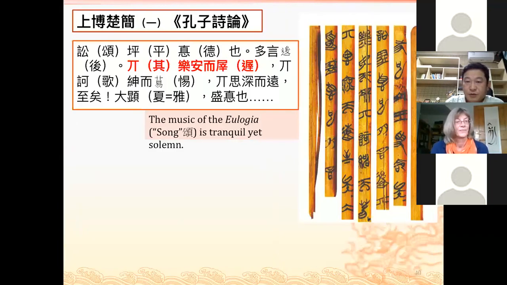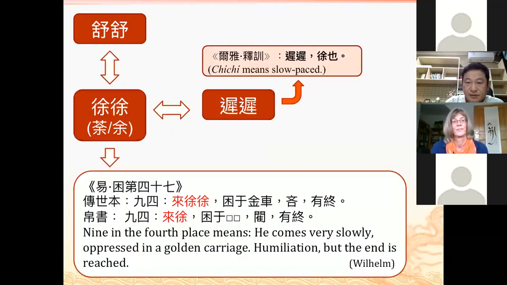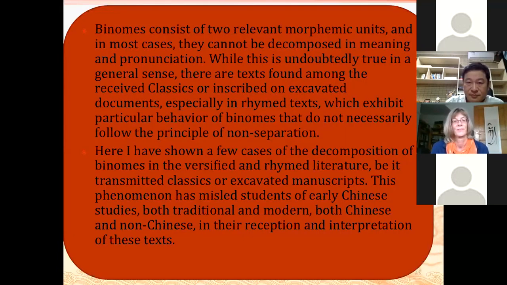Now, let me come to the concluding part of this paper. Binomes consist of two relevant morphemic units, and in most cases, they cannot be decomposed in meaning and pronunciation. This is undoubtedly true in a general sense. But there are texts found among the received classics or inscribed or excavated documents, especially in rhymed texts, which exhibit particular behavior of binomes that do not necessarily follow the principle of non-separation.